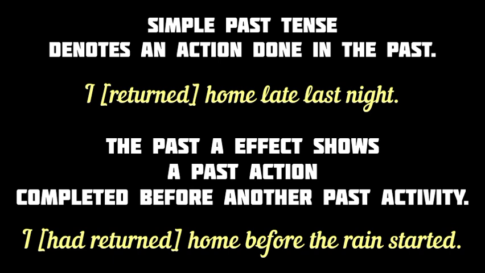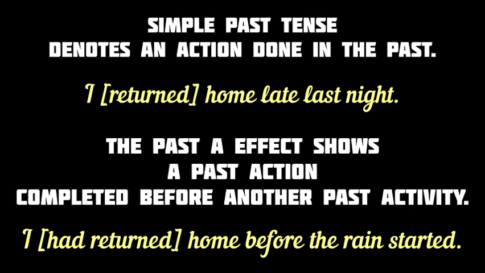The simple past tense is used just to show a single past activity or a series of past actions that happened in quick succession or at the same time. On the other hand, the past perfect shows a past action that was completed before another past activity or before a certain moment in the past. For instance, I had returned home before the rain started.